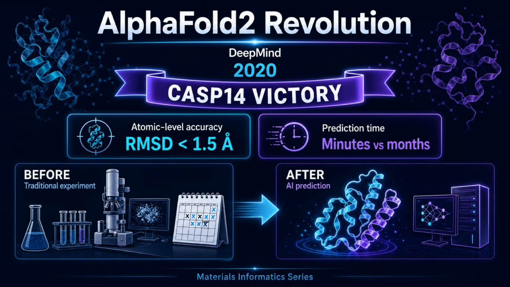AlphaFold 2, developed by DeepMind and unveiled at CASP14 in 2020, represents a revolutionary breakthrough in protein structure prediction. It won that structure prediction competition by an enormous margin. On its best targets, the backbone accuracy approaches 1 angstrom, which is atomic-level precision comparable to experiment, though accuracy still varies a great deal from protein to protein. What used to take months or years with traditional experiments can now be done in minutes to hours. This has fundamentally changed how we approach structural biology.